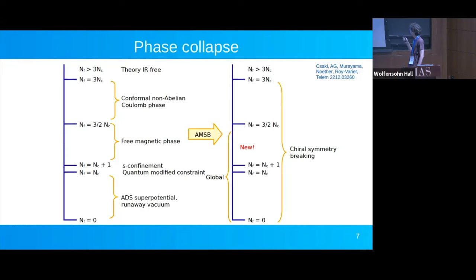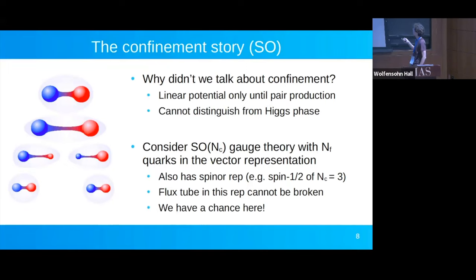Okay, so we want to talk about confinement as well. Of course, we all know by now why it's hard: when you have quarks in the fundamental representation, it breaks the center symmetry, and then you don't have an order parameter for confinement. But we have a chance with SO. So we're going to consider SO gauge theory with, again, fundamental quarks, NF of them. But there's a spinor flux tube, which cannot be broken by these vector-like quarks.